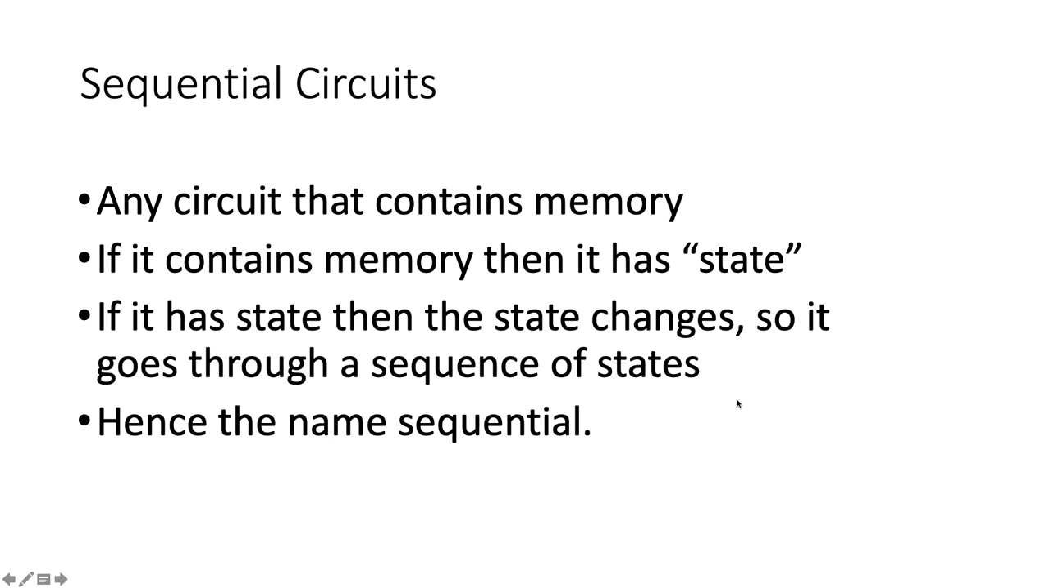So if our circuit had memory, we can refer to it as a system that has a state, because in each state the values can change. When you have memory, you can store the value at each state that can be changed, right? So you have to deal with the state through that circuit.